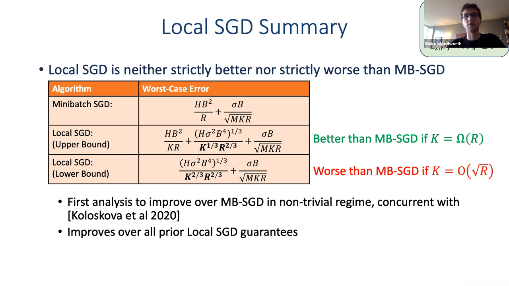On the one hand, local SGD can be better than mini-batch SGD, but on the other hand, our lower bound also shows that when K is relatively small, roughly K less than square root of R, local SGD is genuinely worse than mini-batch SGD in the worst case. And it can even be worse than this thumb-twiddling SGD that I recently mentioned. And this sort of explains a lot of the difficulty that we've had in trying to prove local SGD is better, because it isn't necessarily better. So are there any questions about the comparison between local SGD and mini-batch SGD?